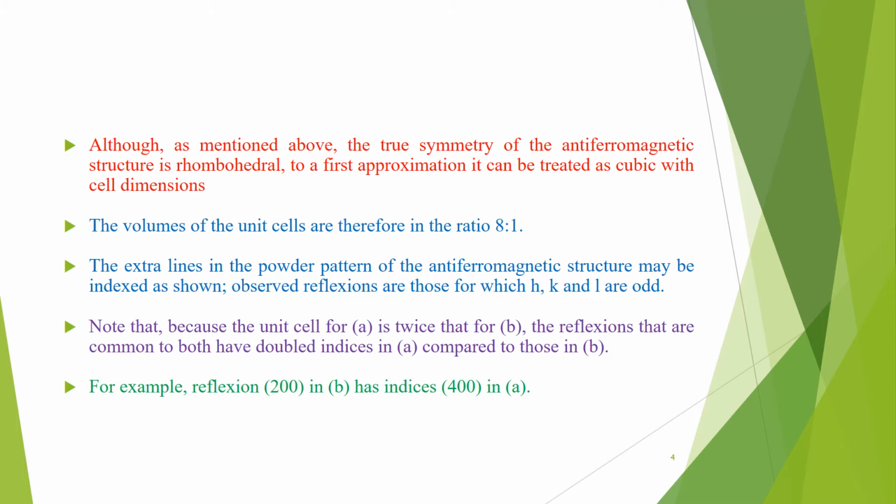Note that because the unit cell for A is twice that for B, the reflections that are common to both have double indices in A compared to those in B. For example, the reflection from the plane 200 in B has the indices of the plane 400 in A.